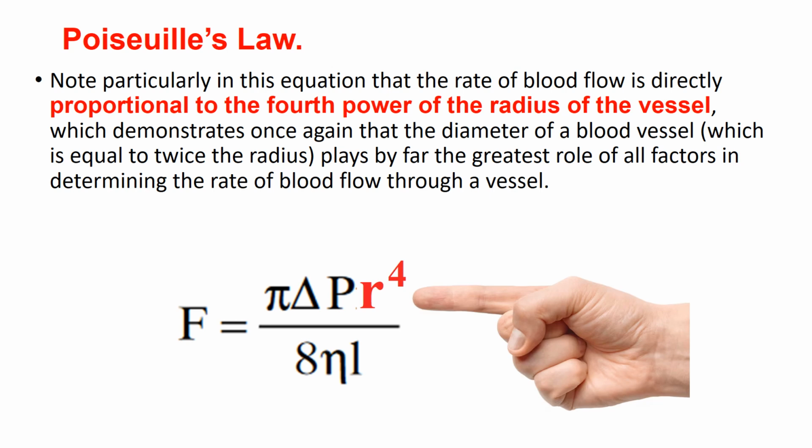Note particularly in this equation that the rate of blood flow is directly proportional to the fourth power of the radius of the vessel, which demonstrates once again that the diameter of a blood vessel, which is equal to twice the radius, plays by far the greatest role of all factors in determining the rate of blood flow through a vessel.